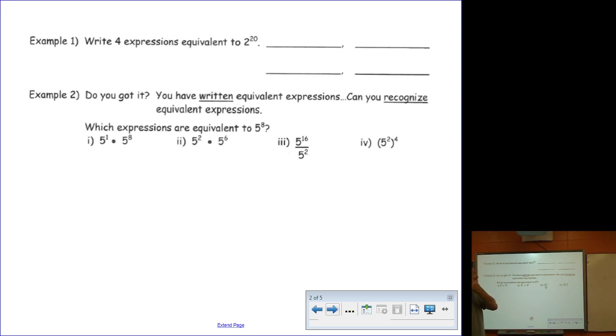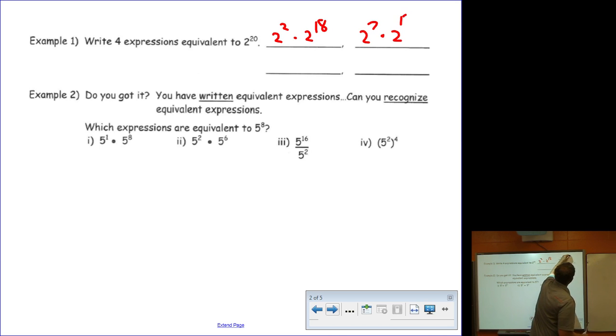Write 4 expressions equivalent to 2 to the 20th. So 4 expressions. One might be 2 to the 2nd times 2 to the 18th. Do you know your exponent properties well enough to do this? All right, when you multiply things together, you just add the exponents. That's why those two amounts are equal to each other. Another one that multiplies might be 2 to the 7th times 2 to the 13th. Of course, that uses the same property, so it's not that exciting.